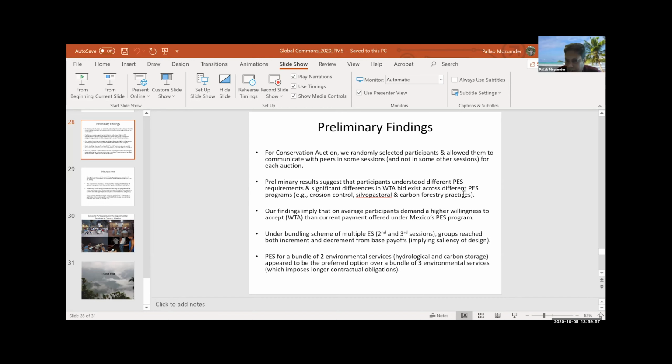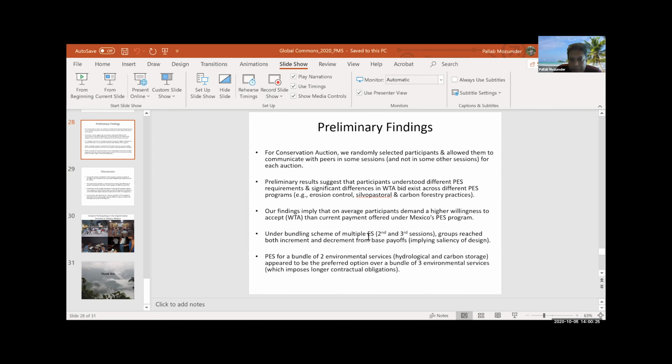But there is a limit. You cannot bundle 10 different things into the contract and expect them to participate, because they have different plans for their land and so on. So it looks like some additional bundling can happen, but probably not too many, especially ones that will obligate them to a long-term contract with their land use.